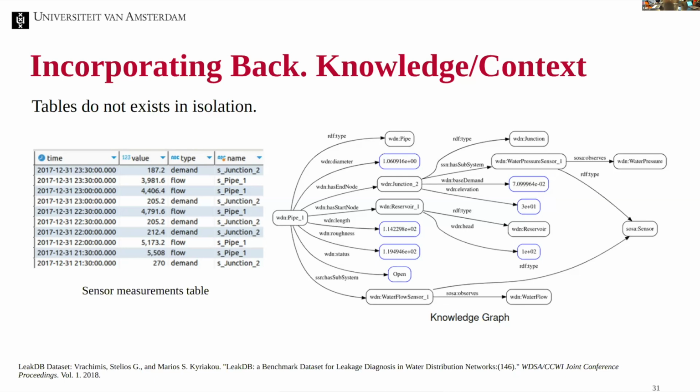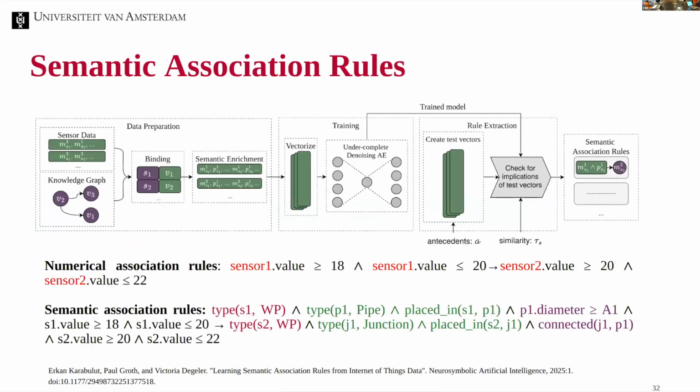What we could also do is to enrich this table with semantics from the knowledge graph, and then learn rules, what we call semantic rules, that are more generalizable than rules over the tables only. For instance, if you learn rules over the tables only, which is just sensor measurements, you get rules that say if sensor 1 measures a value between 18 and 20, then sensor 2 must measure a value between 20 and 22, let's say.